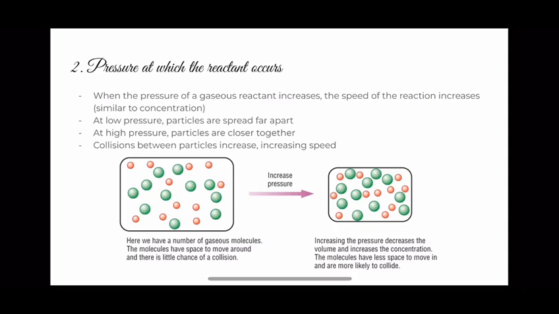The second factor, pressure at which the reaction occurs, for gaseous reactants. Pressure can significantly affect the speed of reaction in chemical reactions that involve gases. When the pressure of a gaseous reactant is increased, the speed of reaction is also increased, similar to increasing the concentration of a gas. At lower pressure, the particles of gaseous reactants are spread far apart. However, at higher pressure, the particles of gaseous reactants are closer together, increasing the frequency of collisions between the particles, thus quickening the speed of reaction.